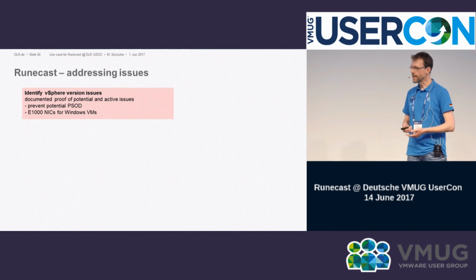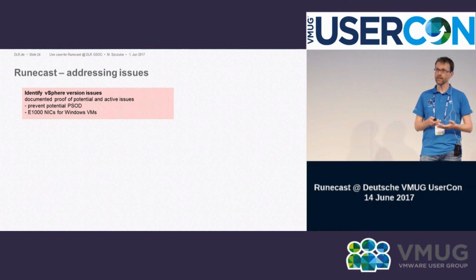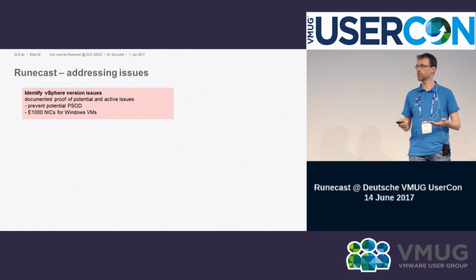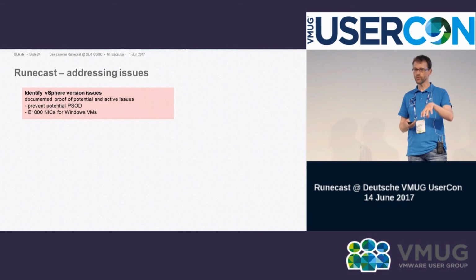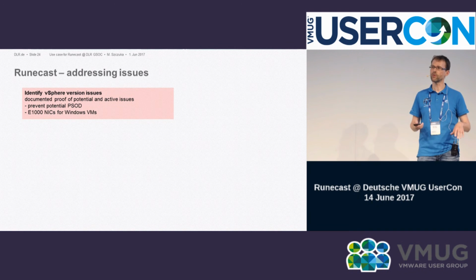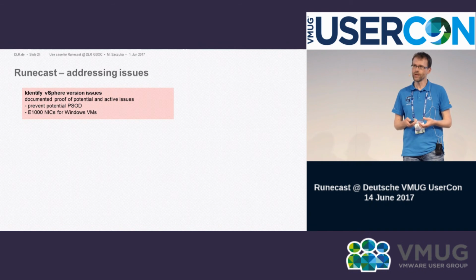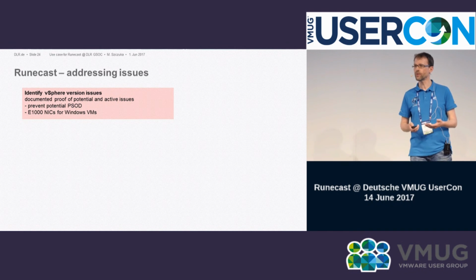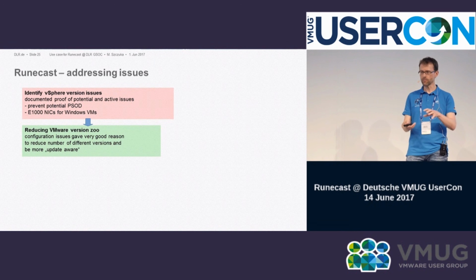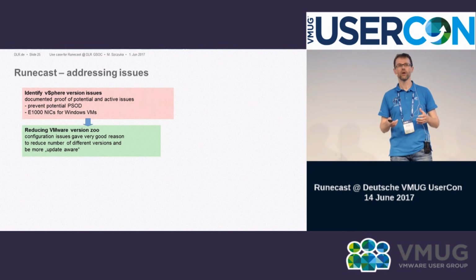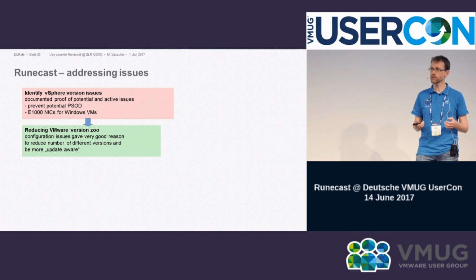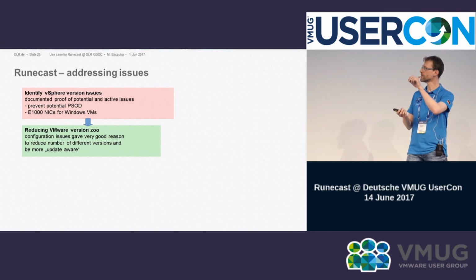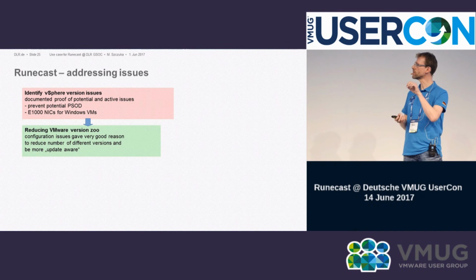It identified a number of issues we were facing in our environment, partially correlating to the fact that we had this version zoo of VMware flying around in our environment, which we really couldn't get rid of. But now that we had some kind of documented list of issues and potential risks, we could go to the project and say, see here, that's really a risk you don't want to have.